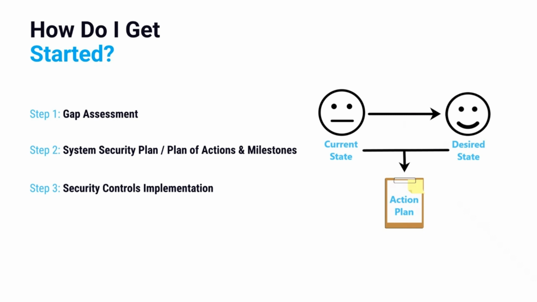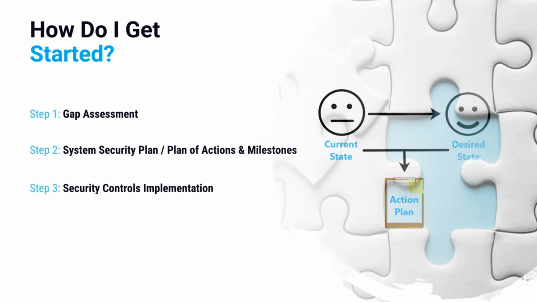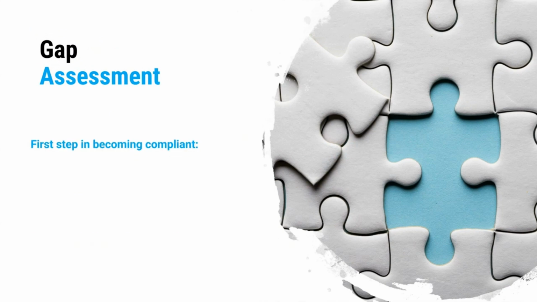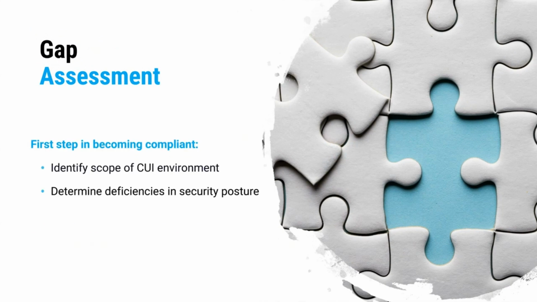First thing, always gap assessment. You have to understand where your organization stands. Part of that gap assessment really is to identify the scope of your organization. So you're going to start with a gap assessment. You're then going to work on your system security plan and your POAM. And then you're going to follow that up with implementation of the security controls where you did mark any deficiencies or gaps.